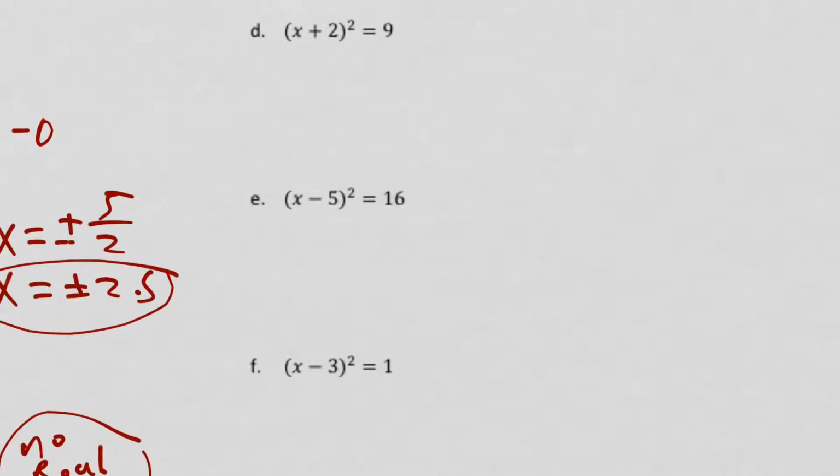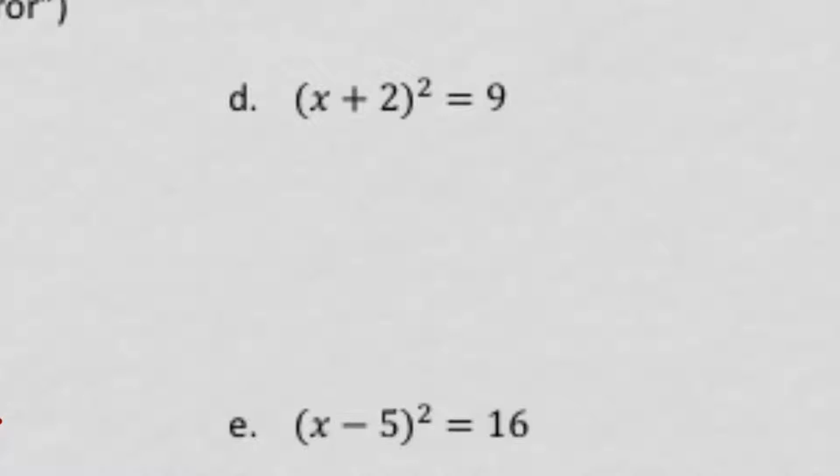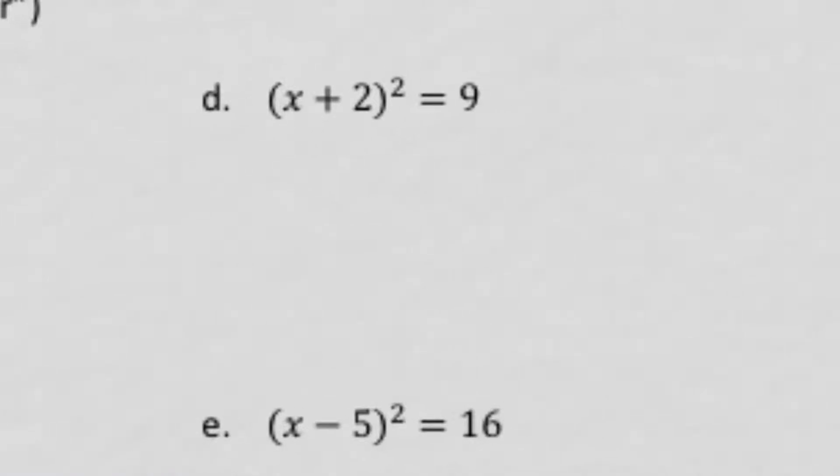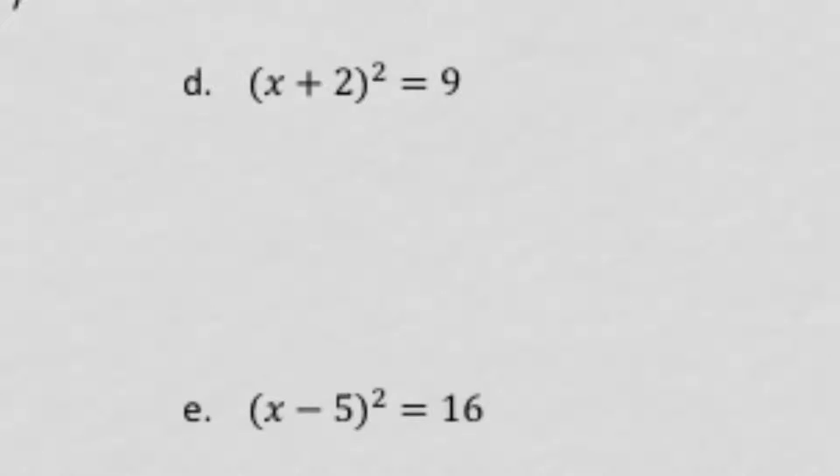Okay, D through F is where things get a little bit trickier. I'm going to try D here, then afterwards I would like you to try E and F because they're very similar. Now, the temptation here is going to be to subtract 2 from both sides. You're not going to do that. And here's the reason why. That 2 is locked inside of the squared. So before you get rid of the 2, you need to get rid of that squared.